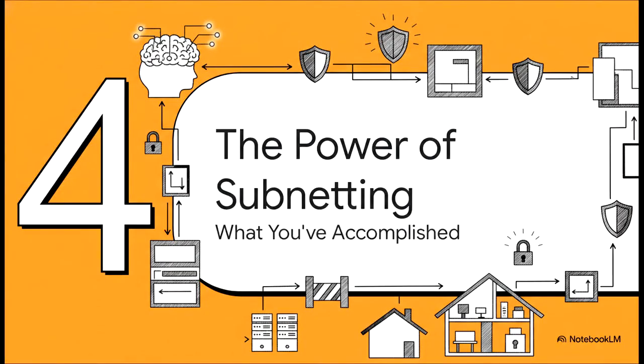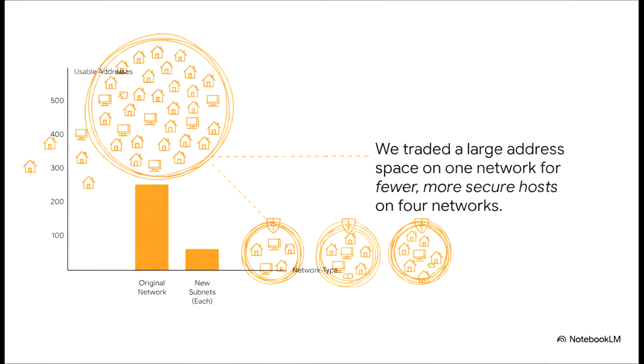So let's just zoom out for a moment and really appreciate what we've accomplished here. This isn't just some clever little networking trick. This is a fundamental shift in how you control and secure your own digital world. Now, of course, there's always a trade-off, right? We stole those bits from the hosts, which means each new network has fewer addresses for devices. We went from about 254 devices on one giant network to just 62 on each of our 4 new, smaller ones. But honestly, for the massive security boost we get, that is a fantastic trade to make.